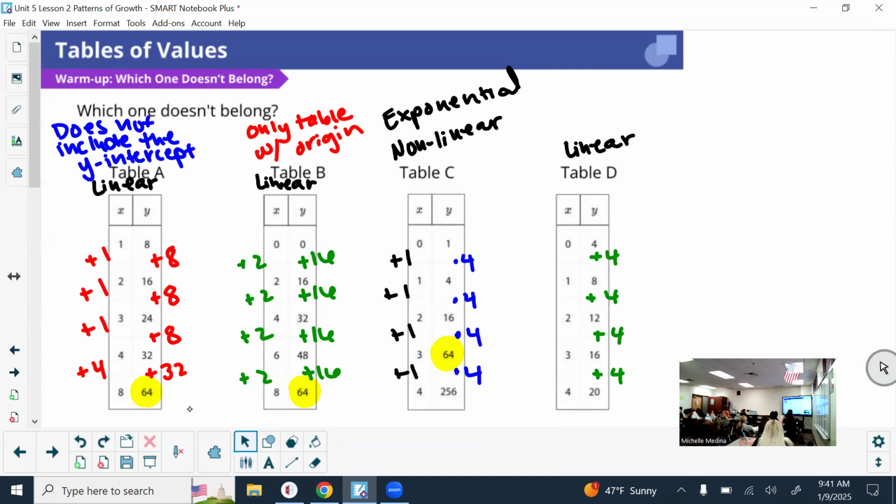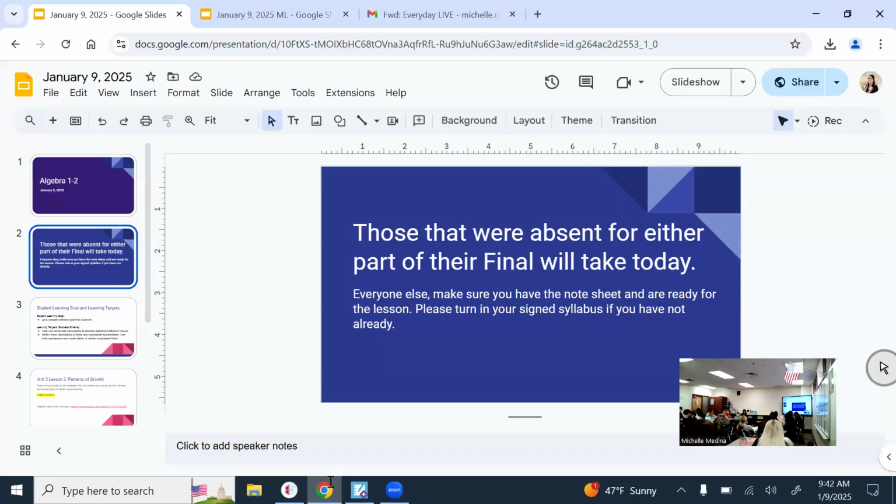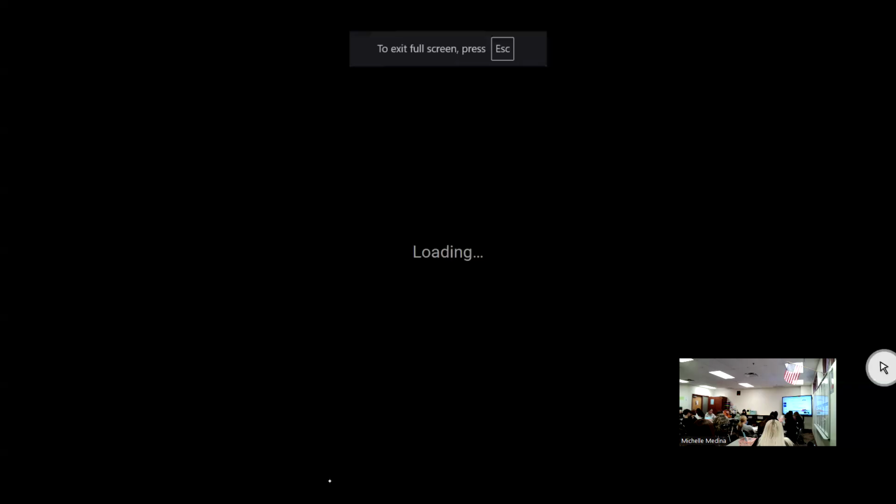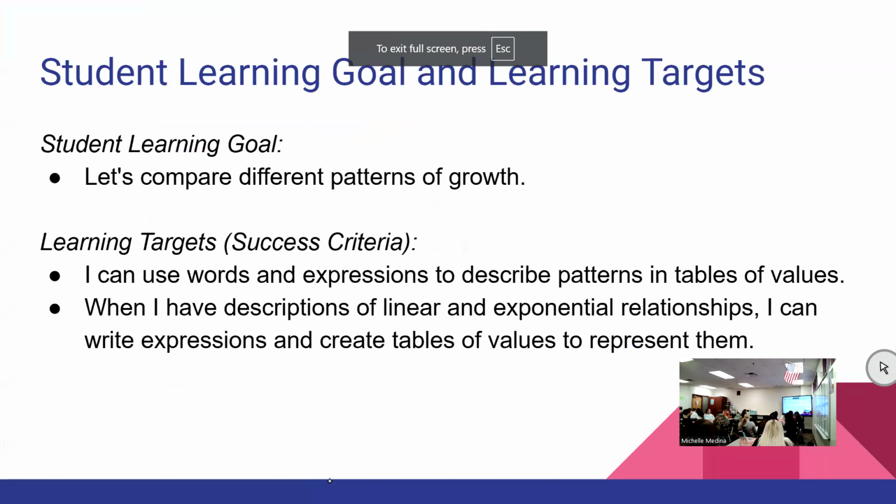You didn't necessarily have to write anything down, but a lot of really important skills for this unit are shown in just this little warm up, even though not all of them have been formally taught to you yet. You will get to a point where you have to recognize if it's linear or exponential just based off the table. But anyway, we are on lesson 2 of unit 5, comparing different patterns of growth. By the end, you'll know you're successful if you can use words and expressions to describe patterns in tables. I kind of did that already.